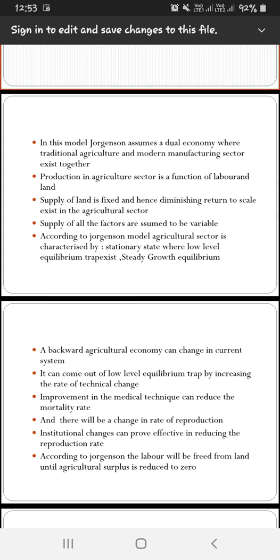And the next one, institutional changes, that means by the government, family, religion, rules or any social welfare programs, etc., can prove effective in reducing the reproduction rate. When the food output per head is constantly increasing, agriculture surplus may be generated. According to Jorgenson, agriculture surplus per member of the agriculture labor is S equals y minus y plus. Y is equal to agriculture output per head. Y plus is equal to the level of output per man where the reproduction rate is maximum.